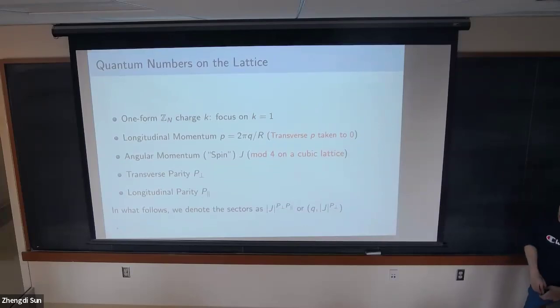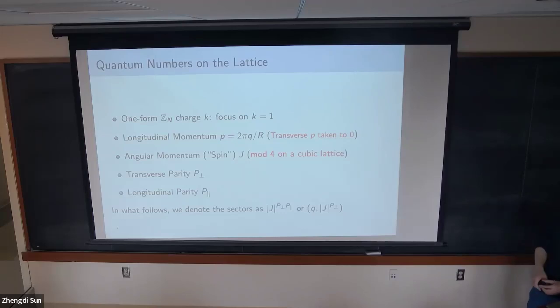So the quantum numbers we use to denote all the sectors include the following. Firstly, this one form Z_N charge, and in this talk we'll focus on k equals 1. People are also working on the lattice spectrum, the confining spectrum with k equals 2 and higher, which may probably be interesting, but here, because we are interested in the large N limit, that will not provide any new perspective.